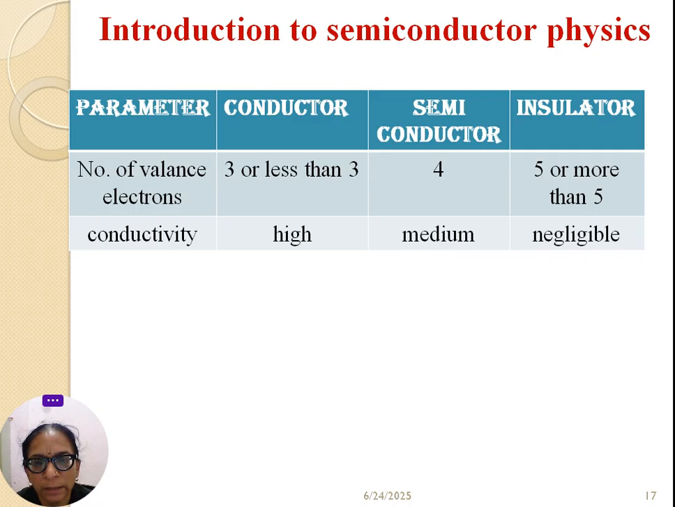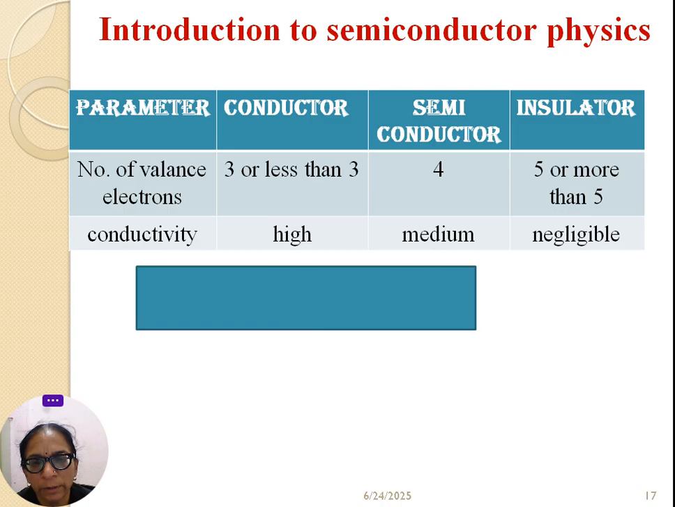Now there are certain parameters for the conductor, semiconductor and the insulator. Number of valence electrons: conductor is 3 or less, semiconductor 4 and insulator 5 or more. Parameter is conductivity: high, medium and negligible.